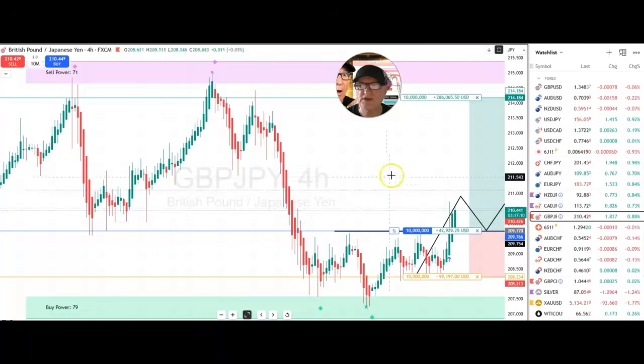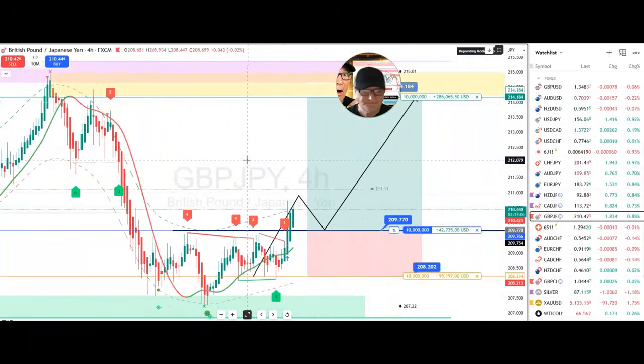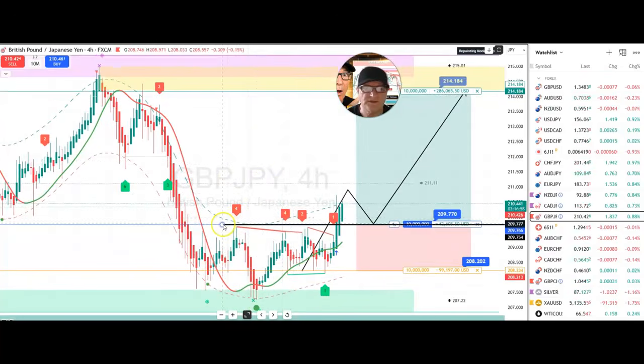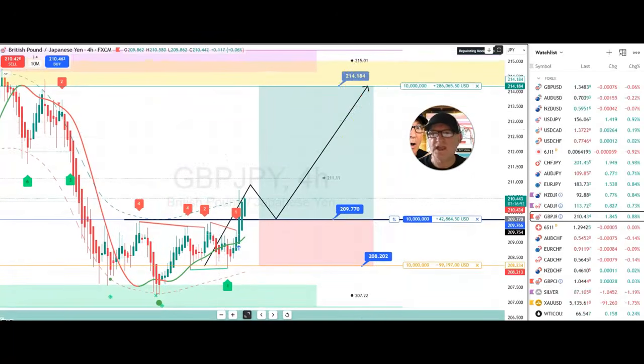Pound yen, congratulations. A beautiful break of structure here. Change of character really. As we can see, the price changes direction and then moves up above the previous swing high significantly. So I'm hoping that this price will continue upwards, heading for 214.20.